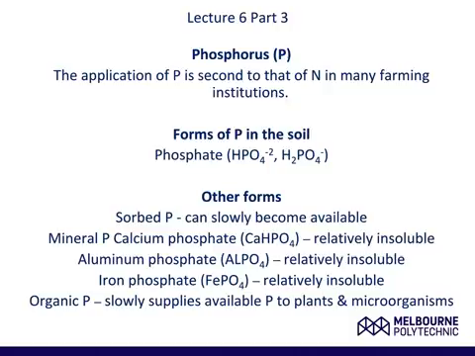Other forms of phosphate that are available in the soil include sorbed phosphate and mineral phosphate. Calcium phosphate is relatively insoluble in the soil. Aluminium phosphate, again relatively insoluble in the soil. Iron phosphate, relatively insoluble in the soil. Organic phosphate slowly supplies available phosphate to plants and microorganisms.